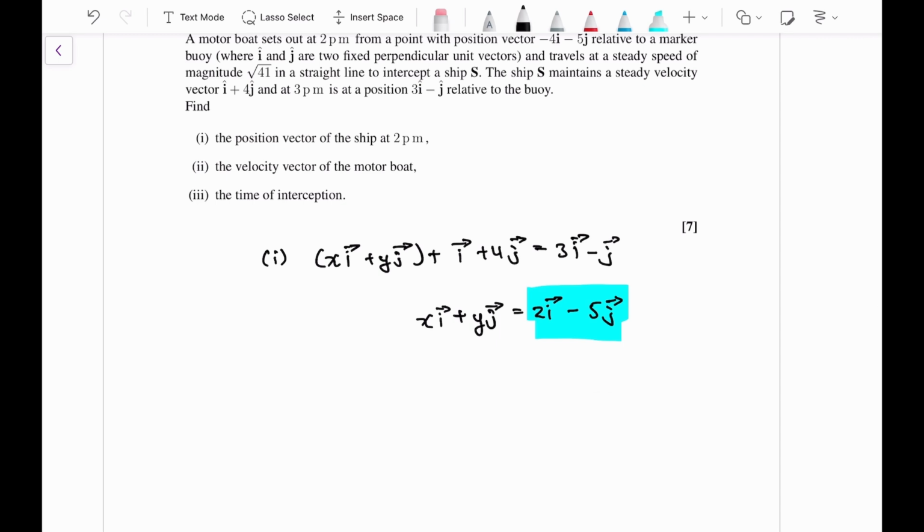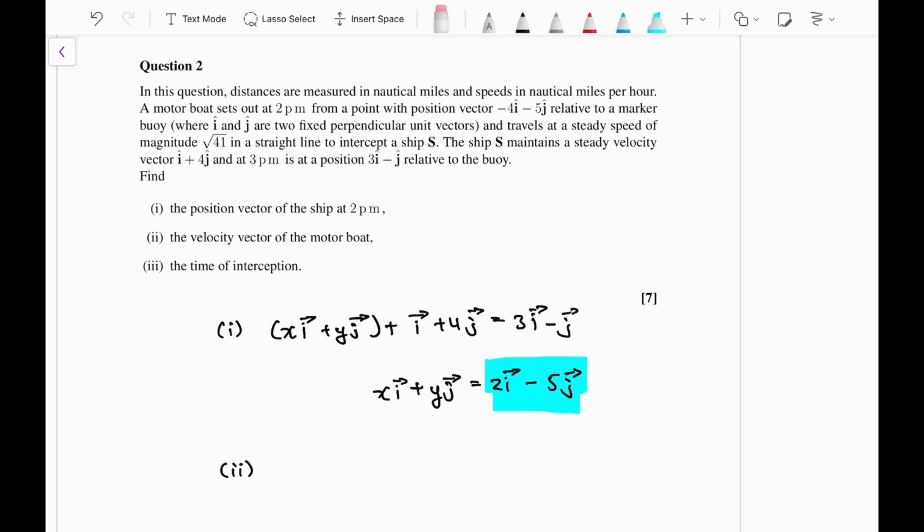Now for the second part, I want us to calculate the velocity vector of the motorboat. What's given in the question, there are several things. First of all, at 2 p.m., the position vector of the boat, and then the magnitude of the speed of the boat. And also from the previous question, we know the position of the ship at 2 p.m. And then what's also very important is the velocity vector of the ship S.